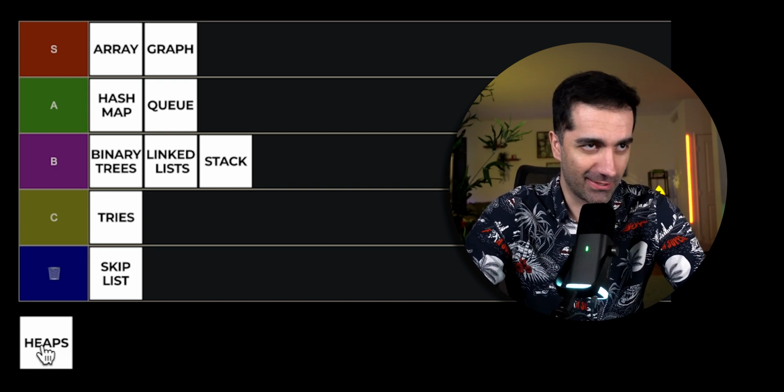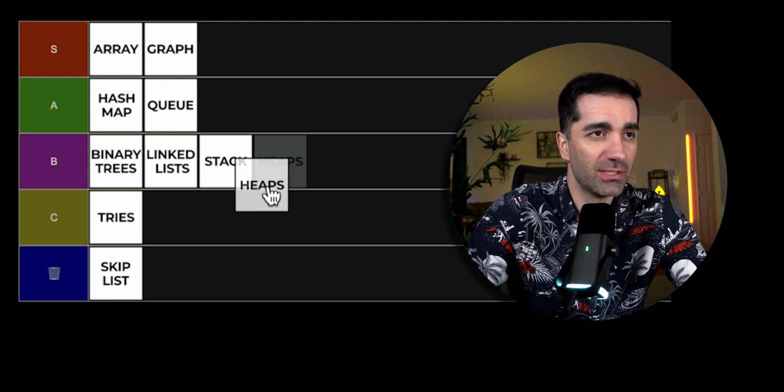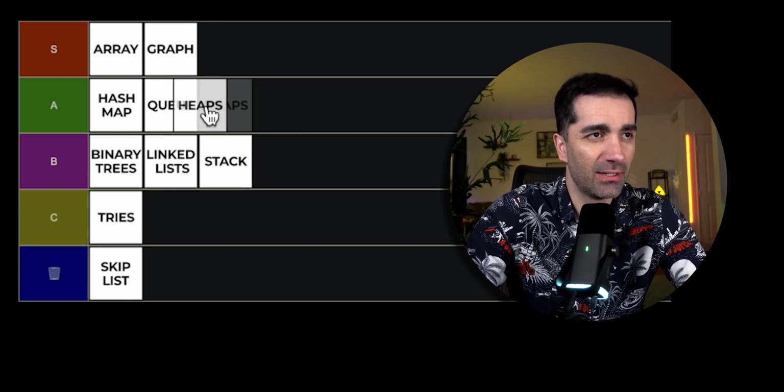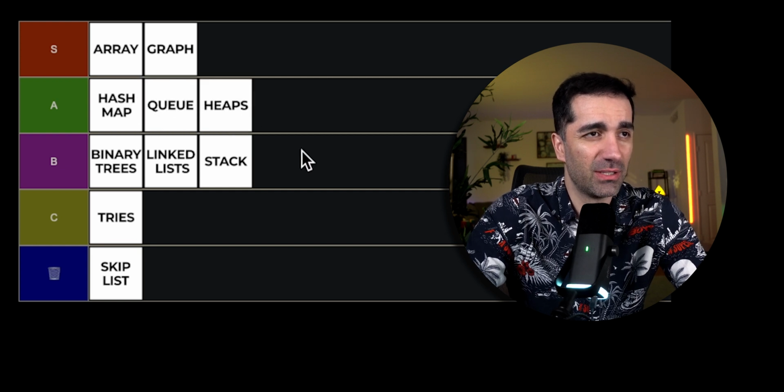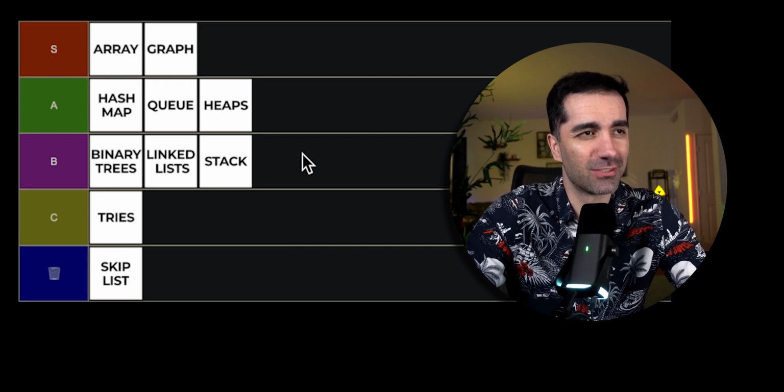Where do we want to rank this? I think based on those reasons, I'm going to put it in A tier. I don't think I can put it ahead of hash maps. So I think I'm just going to put these at the end at a low A tier. I'm going to put heaps at a low A tier. I think that's fair. All right, so that is my data structures tier list.